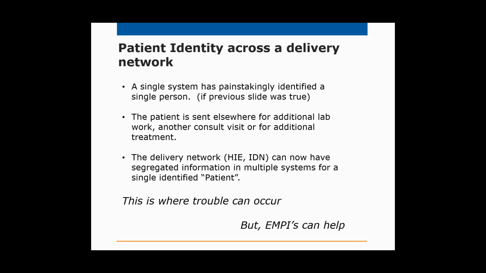So the patient is sent elsewhere for lab work. They might go to a Quest lab, a core lab, some mom and pop lab somewhere for additional work. They'll get a consult somewhere, or maybe go to an urgent care. And the delivery network, so you might be part of an HIE or your network of multiple hospitals, anything like that. Now suddenly that information is segregated and it's at risk. Our single patient identity that we had in our little bubble is now at risk.